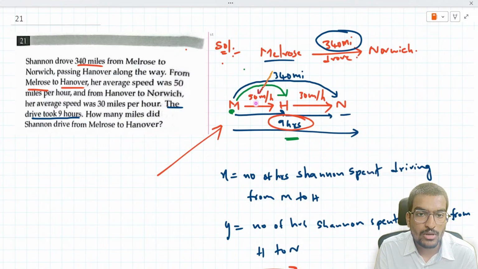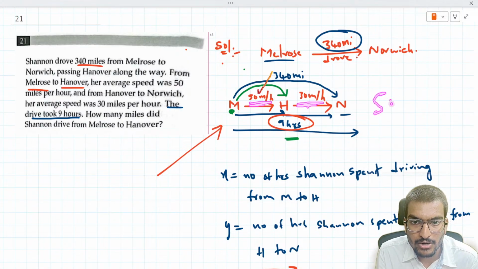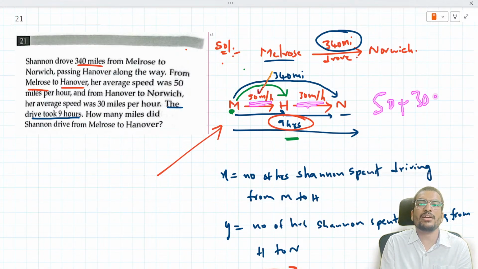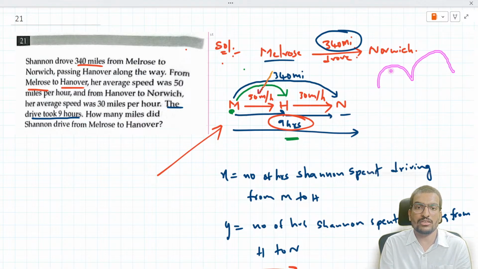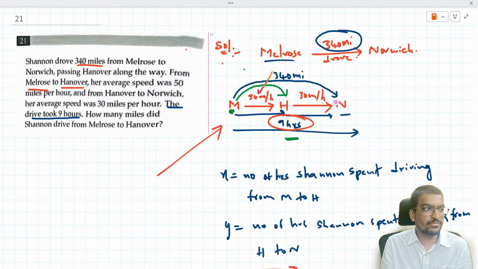Equation number 2: 50 miles per hour, 30 miles per hour. If you just write 50 miles plus 30 miles equals 340 miles, no, that's not going to be true, because 50 plus 30 is not 340. Hope you're catching what I'm trying to teach. So how do we write the second equation?